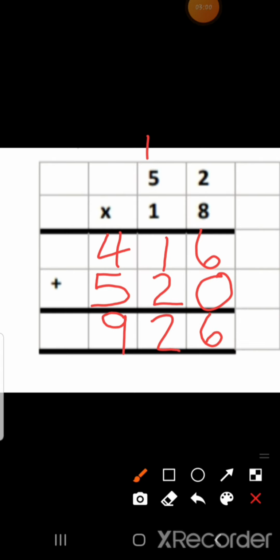We have our answer, which is known as the product, because we are multiplying. Whenever we multiply numbers, our answer to multiplication is known as the product. So our product is 926. Good.